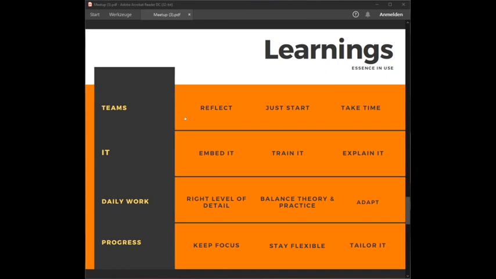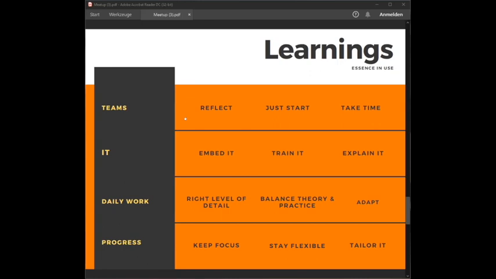On the other side, just let the team be, because they're performing, or they're in the norming or the storming phase. And to balance that out, we look for a good framework to do it, and also be open-minded and adapt some things. Of course, you can always say we did it in the past and it worked well and now we want to keep it, just adapt it. And for progress, keep focus. Also with Essence, also with Scrum, also with waterfall, with your project, whatever you're doing, stay flexible and tailor it a little bit to the needs you have in a company.